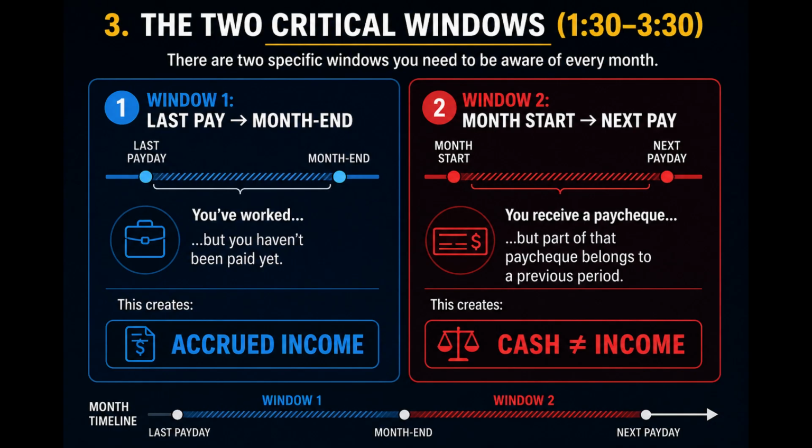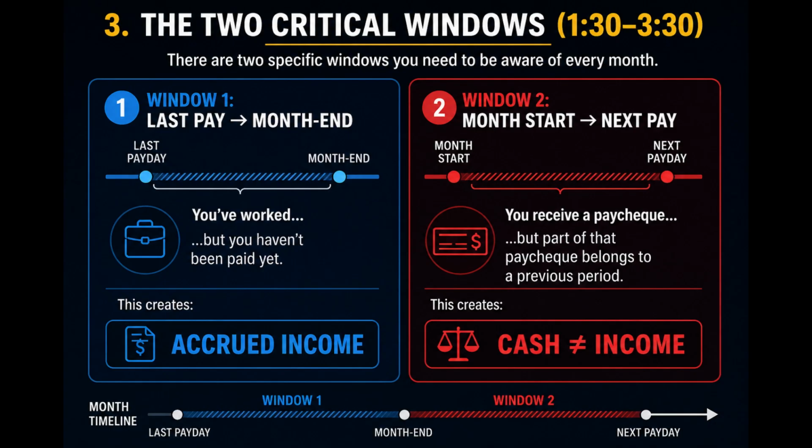Let's look at timeline 1, which covers the period of time from your last pay until month end. You've worked, but you haven't been paid yet. This creates what's called accrued income. And accrued income is something that's owed to you, so that effectively is an asset. So we would debit an accrued income or accrued wages account. You may ask, what's the opposite credit? Well, the credit is, in fact, your income, which is in your income accounts, your wages or salaries, okay?